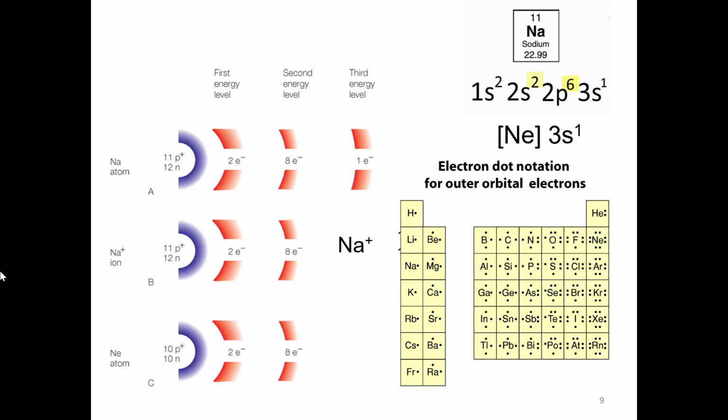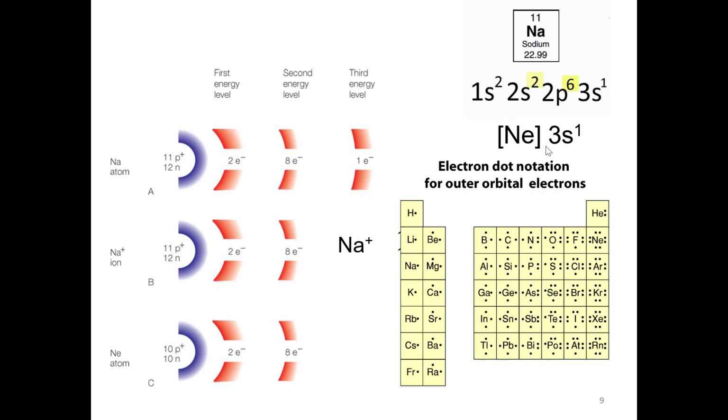Let's see. In the first picture here we had the electronic configuration for sodium. We had 2 electrons in the first energy level, 8 electrons in the second energy level, and 1 electron in the third energy level. We can see the same if we write the electronic configuration. We had 2 electrons in the first energy level, in the second energy level we had 2 plus 6, 8 electrons, and we had 1 electron in the third energy level. To be stable, sodium needs to acquire the neon structure.